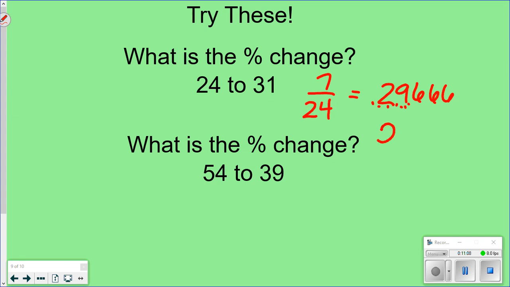This is about 29.7%, and it was an increase, so I'm going to make sure I have that plus sign there. Okay, this is a decrease, so make sure I find that first, then I'm going to find how much it changed.